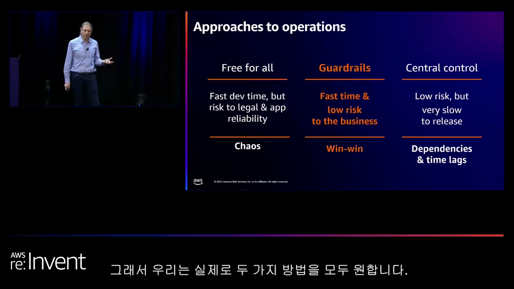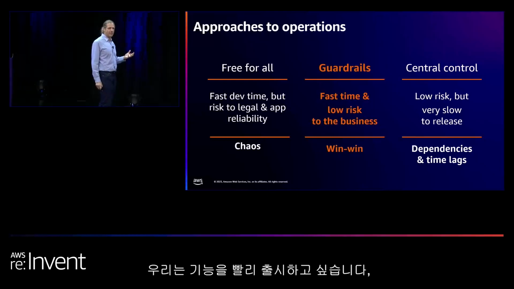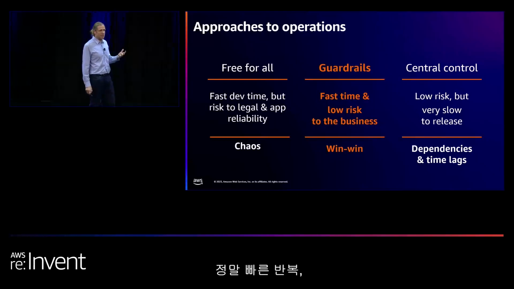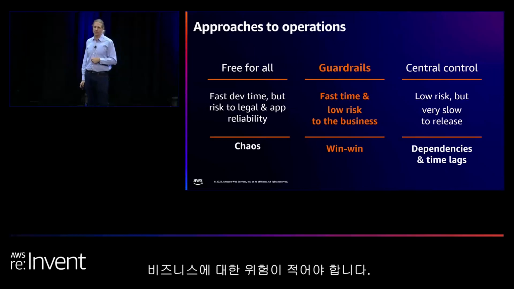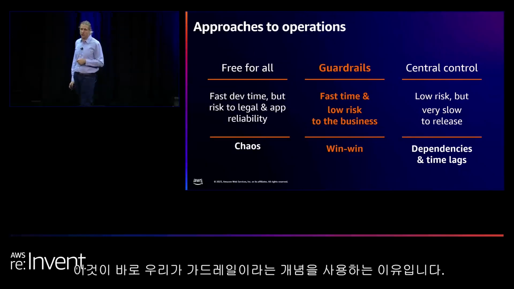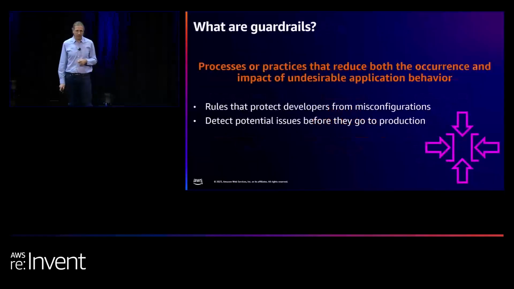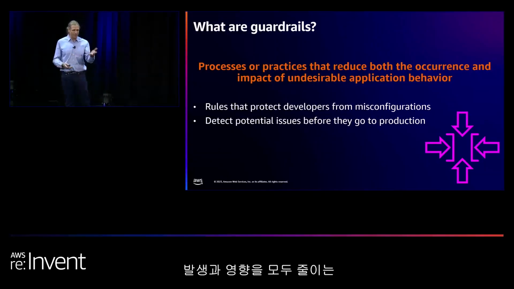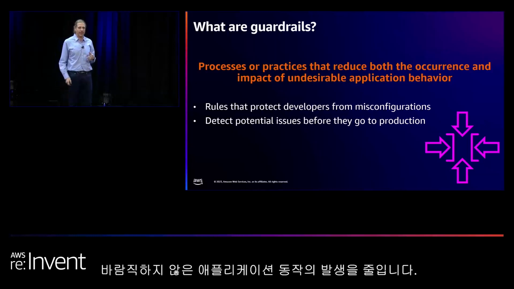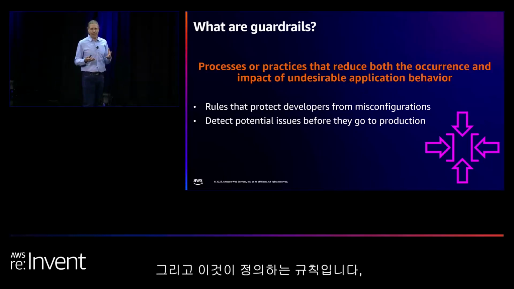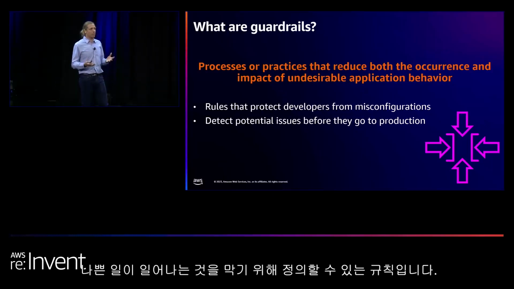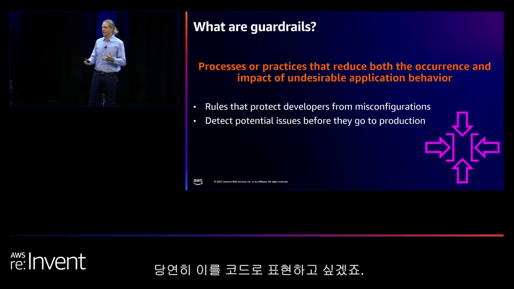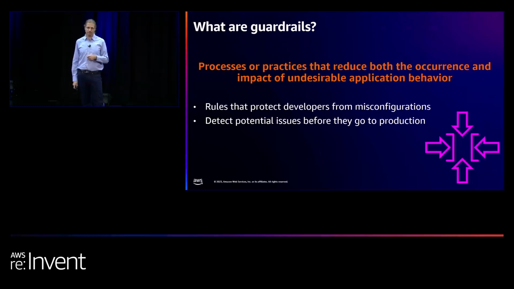So we actually want it both ways. We want it fast to get features out, really fast iteration, but we also want it to be safe with a low risk to the business. And this is why we use this concept of guardrails. These are processes and practices that reduce both the occurrence and impact of undesirable application behavior. These are rules that you can define to stop the bad stuff happening. And obviously, you want to express them as code.